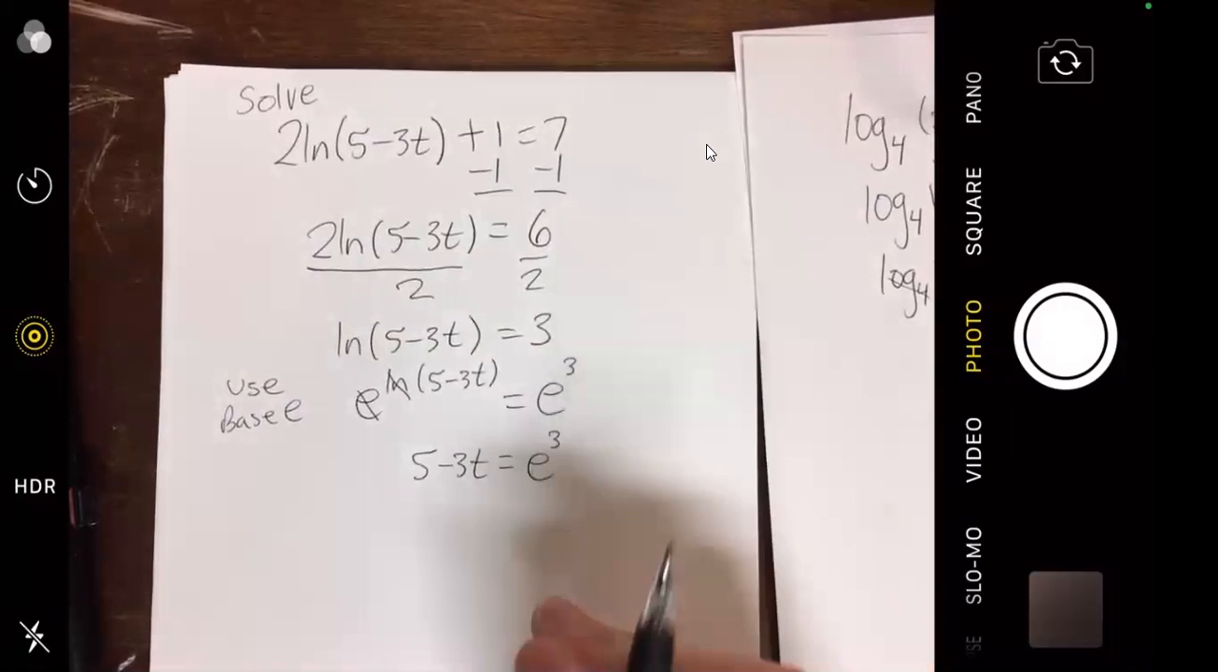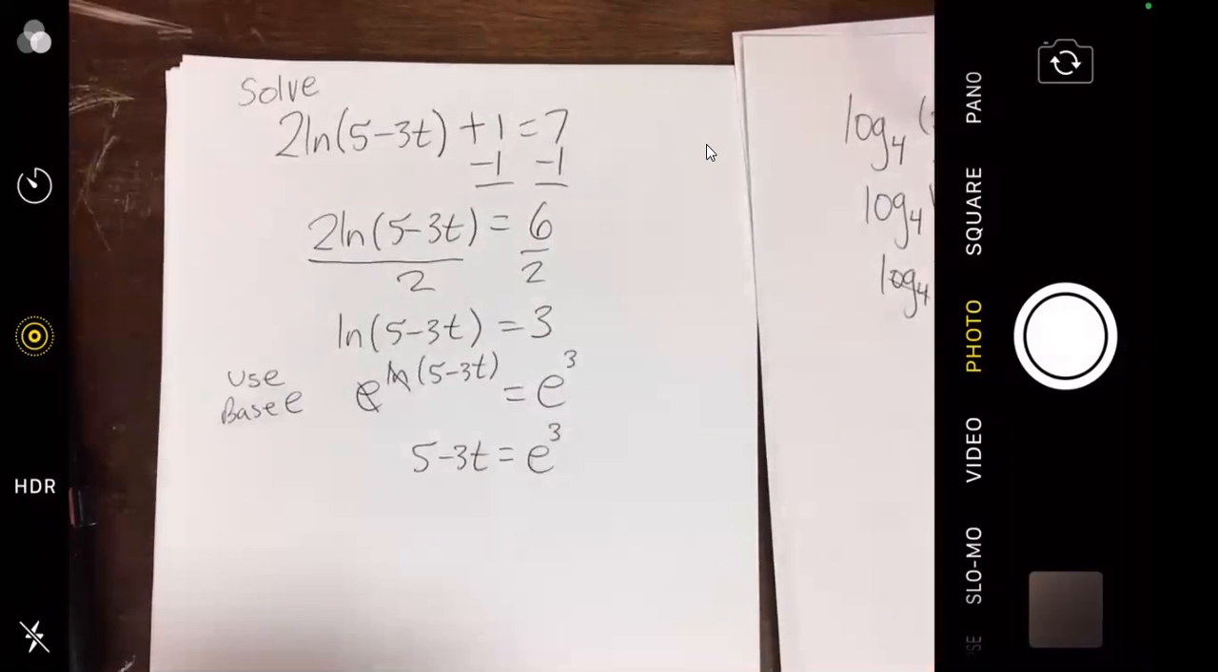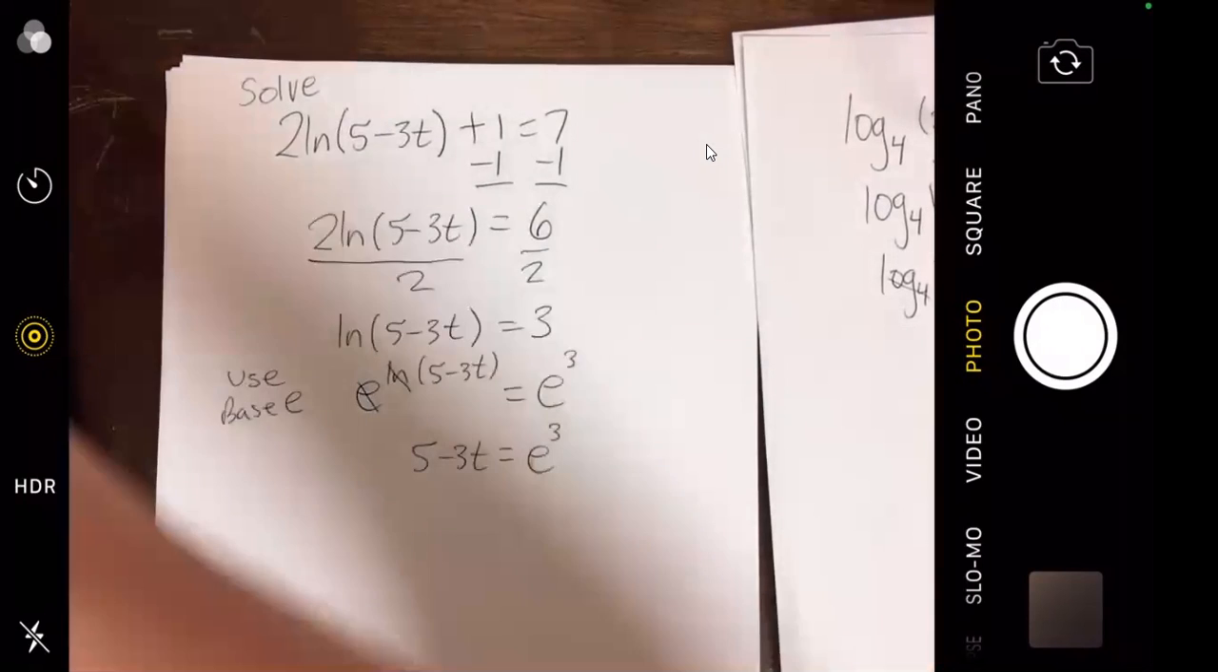Might as well go ahead and punch that. If I can locate the calculator, I should have it somewhere unless I left it upstairs. Oh, found it. Okay.